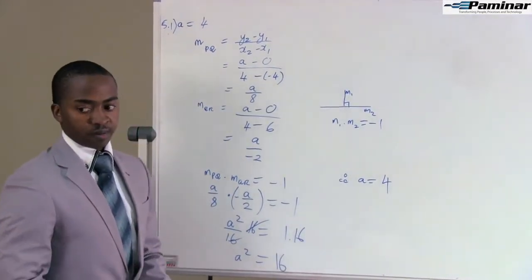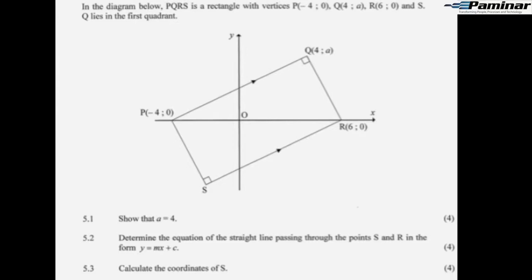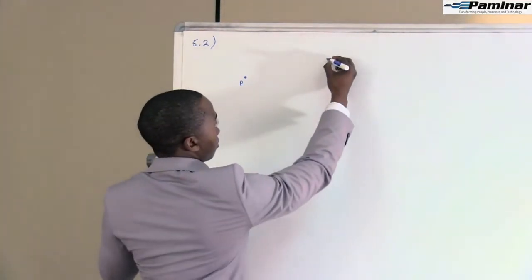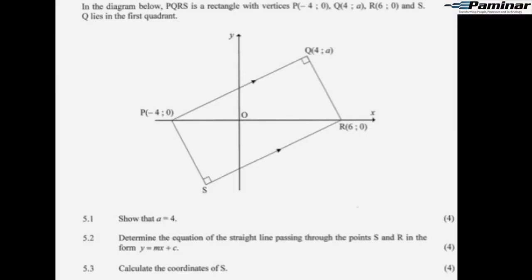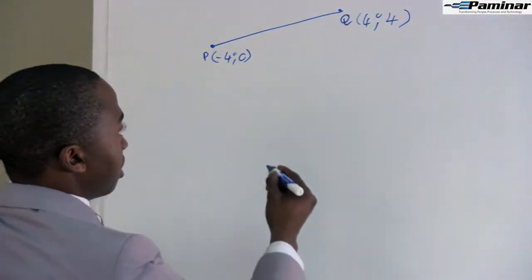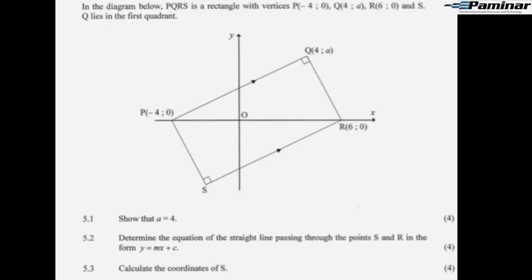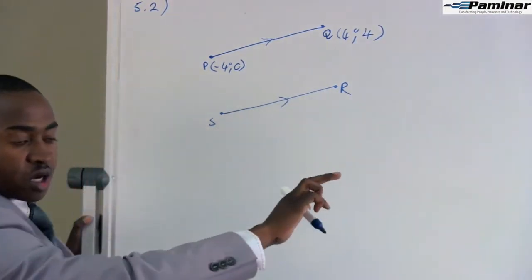Okay, any questions? Okay, so question 5.2 reads: determine the equation of the straight line passing through the points S and R in the form y is equal to mx plus c. As you saw, we had the point P and the point Q on our diagram. P has coordinates (-4, 0) and Q has coordinates (4, 4). We found what A was. It was 4. Then they want us to find the equation of the straight line which is parallel to the line PQ. They want us to find the equation of SR.